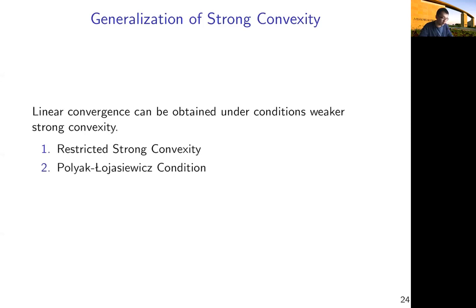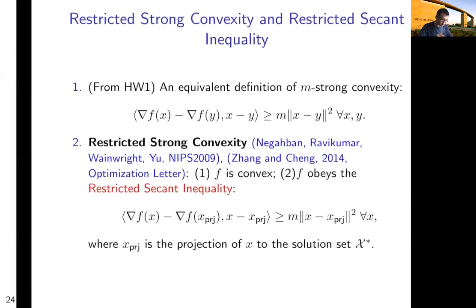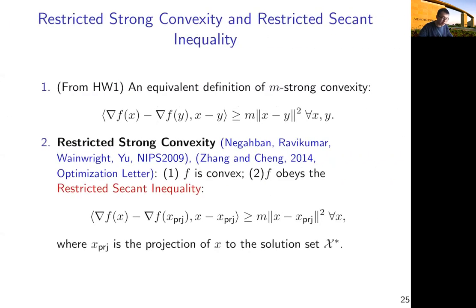In particular, I'll be focusing on restricted strong convexity and the PL condition. But there are other things like the growth rate condition and the so-called error bounds condition. They are more or less equivalent for convex and smooth functions. Okay, so first of all, restricted strong convexity is a weakened version of strong convexity.